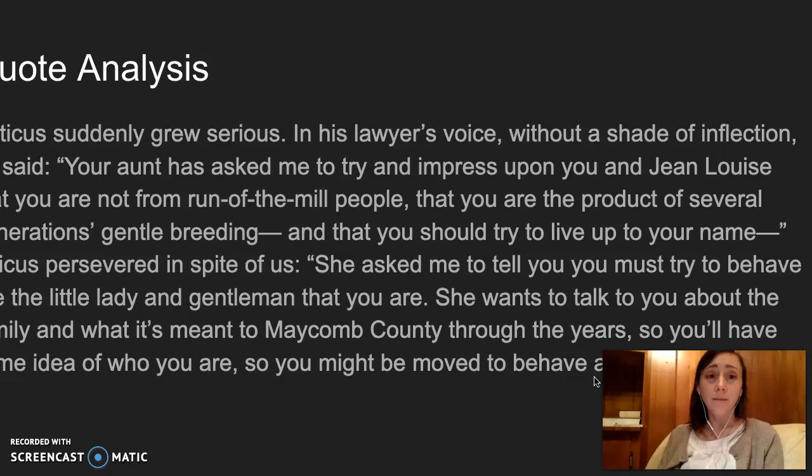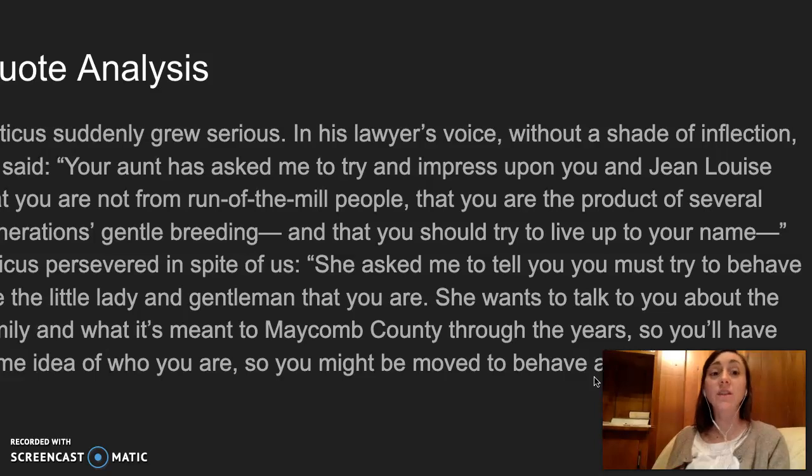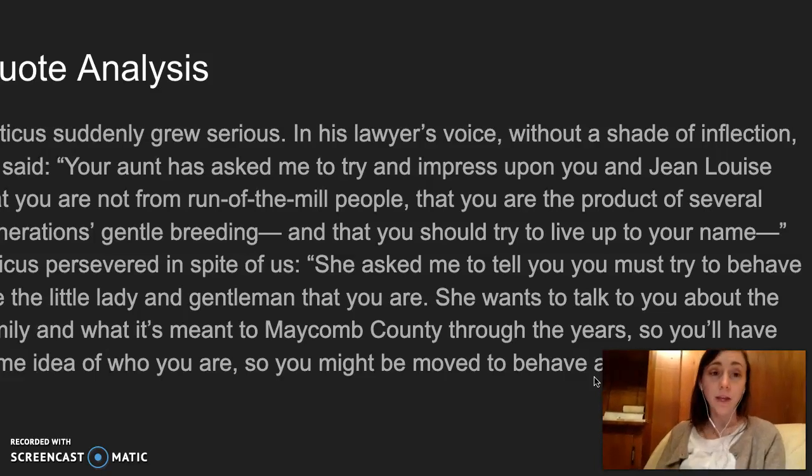And then lastly, the quote, as Aunt Alexandra continues to live with the Finch family, she has come to move in and basically change them. And she says, "Atticus, you need to educate your children. You need to tell them who they are." So it says Atticus kind of grew serious and he stumbles in the room and in his lawyer's voice said, "Your aunt has asked me to try and impress upon you and Jean Louise that you are not from run-of-the-mill people. You are the product of several generations' gentle breeding. You should try to live up to your name."